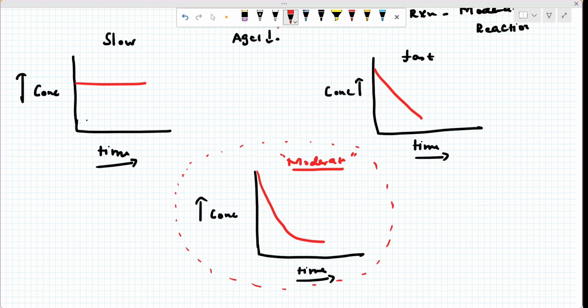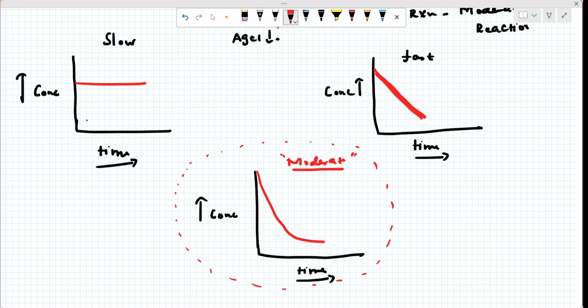In a fast reaction, it is over in a fraction of a second. We cannot find out the change in rate, the change in concentration, so it suddenly decreases. A moderate reaction is slower. What is our main goal? We study moderate reactions.